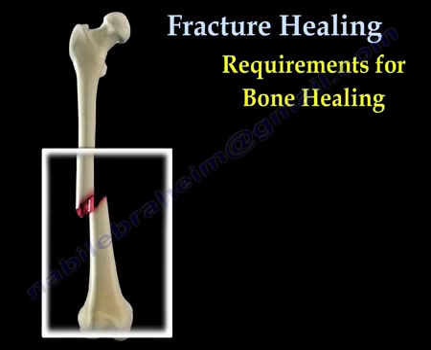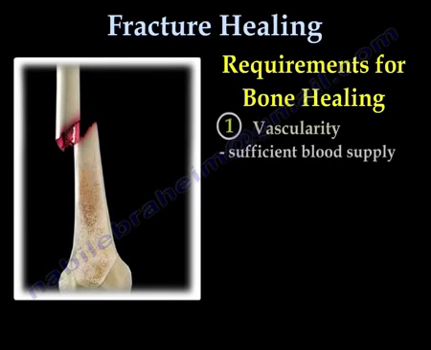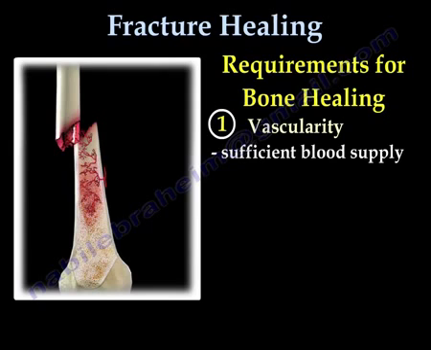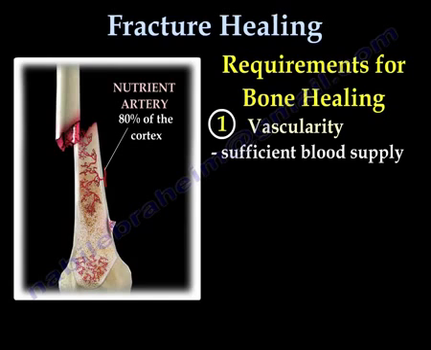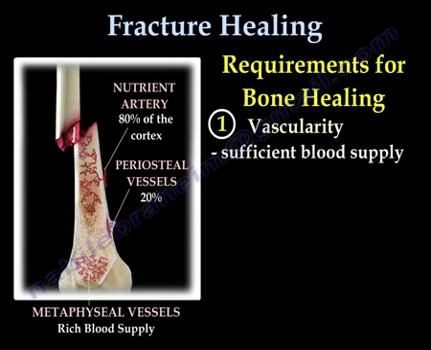Requirement for bone healing, number 1, is vascularity. That means you need sufficient blood supply. You have the nutrient artery, which supplies 80% of the cortex, and the periosteal vessels, which supply the outer 20% of the cortex. The metaphyseal vessels have a very rich blood supply. That's why the metaphyses heal faster.